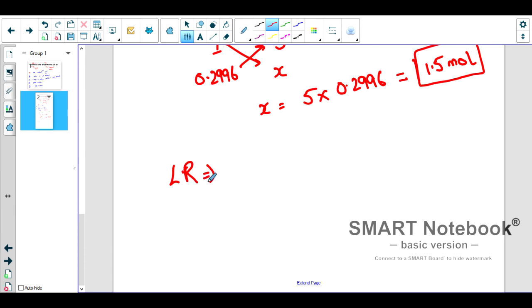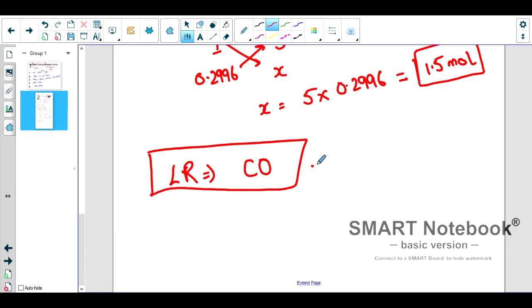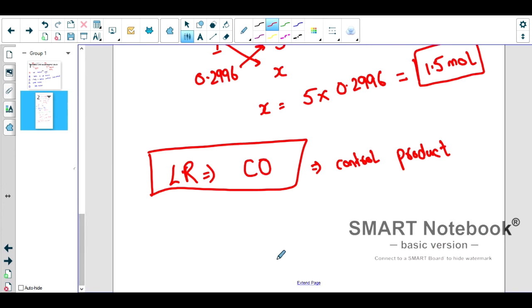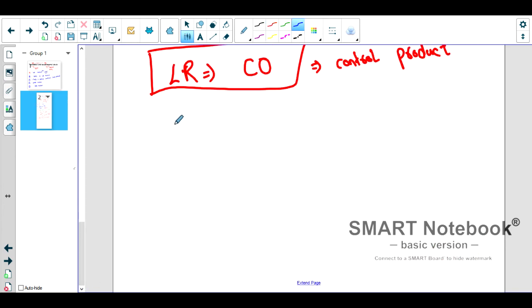So in this example, our limiting reactant is what? Our limiting reactant is carbon monoxide. So this carbon monoxide is the one which will control the product. It will control the amount of product formed. So let us see now the product case. We need again the equation. Let us rewrite the equation here. We have the equation in the form of I2O5 plus 5CO. It is giving us I2 plus 5CO2.